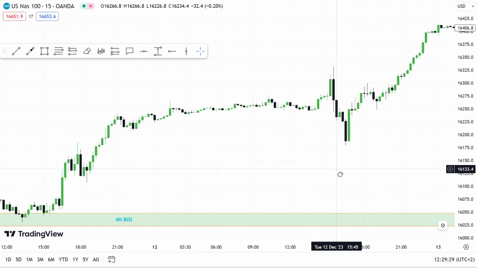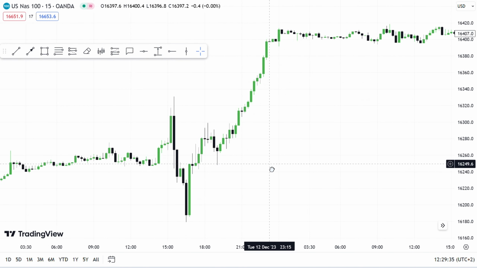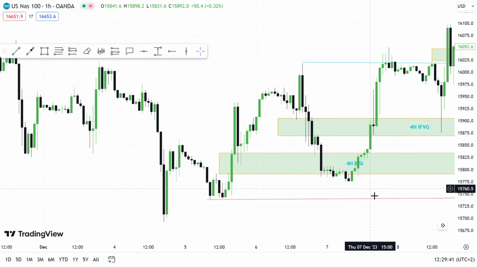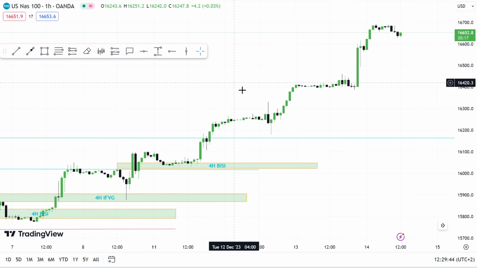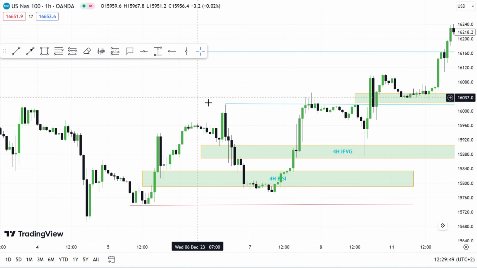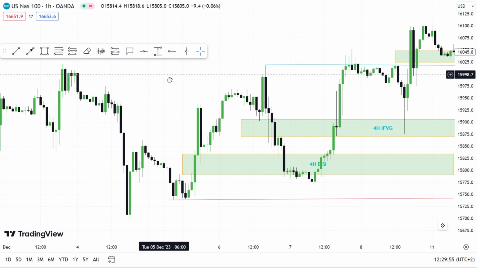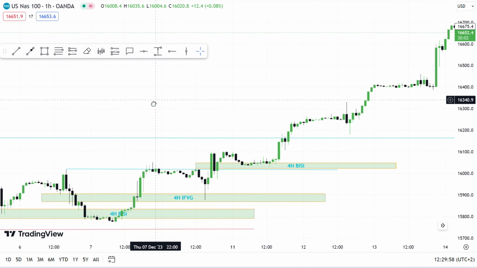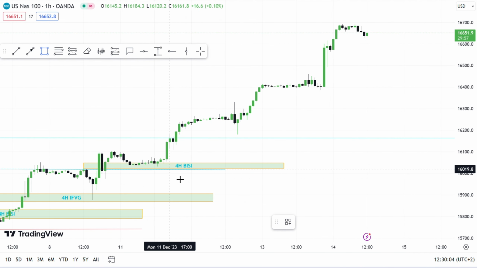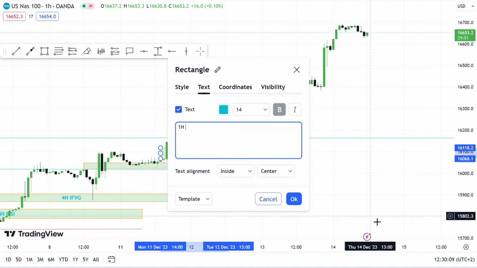Let's look. Let's try the 1 hour chart first and see if we find anything here. Was there a fair value gap somewhere here? It's quite tricky finding them, but here there's a fair value gap. We use the fair value gap here. This is a 1 hour fair value gap. It's not an inversion fair value gap. 1 hour BISI.